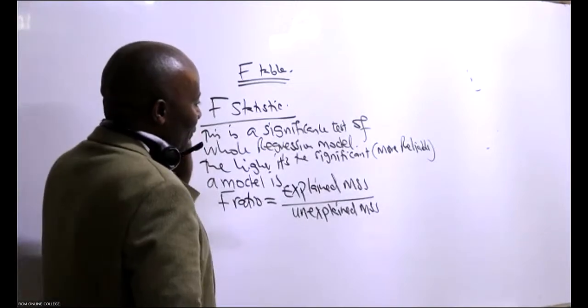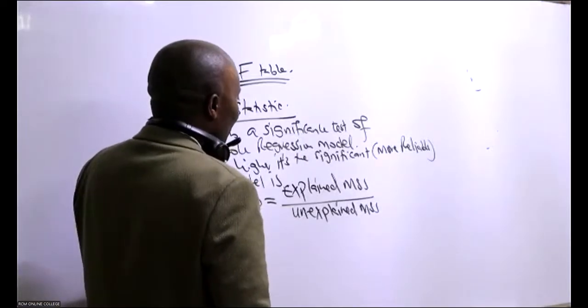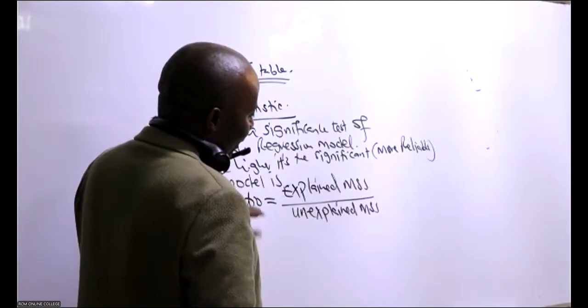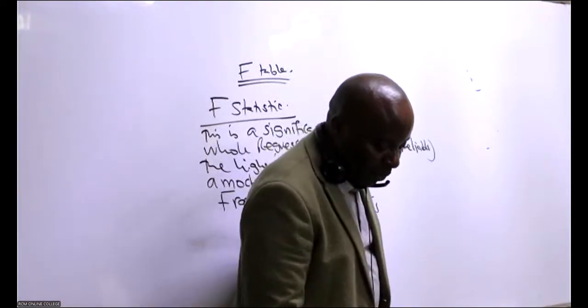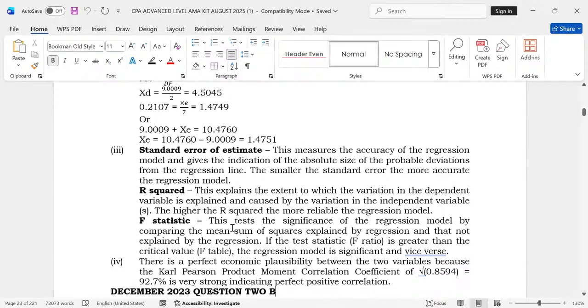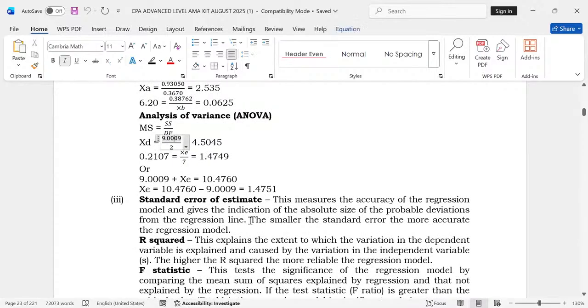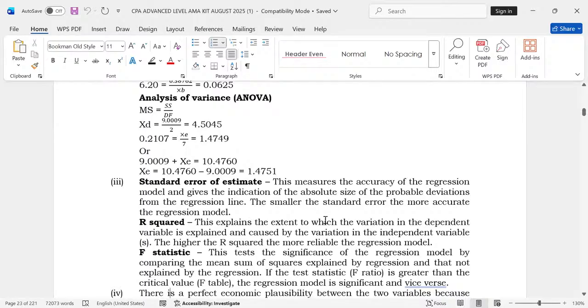The last part of the definition of F statistics. This is a significance test of the whole regression model. The higher it is, the more significant, more reliable the model is. And then F ratio equals explained MSS all over unexplained MSS. And if the test statistic F ratio is greater than the critical value, so F table, then the regression model is significant, and vice versa. There is another question where I'll demonstrate this concept instead of explaining so many things, which will confuse you.